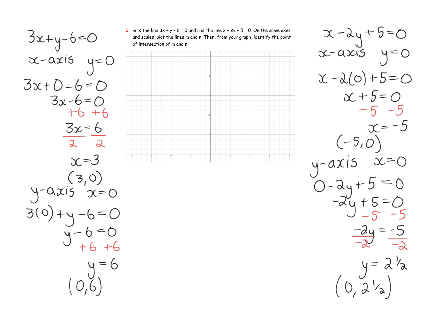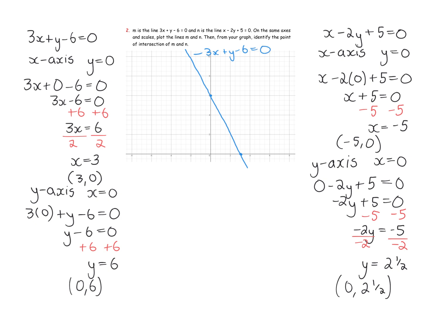So we're going to plot the graph 3x plus y minus 6 is equal to 0. So that has the point (3, 0), which is here, and the point (0, 6), which is here. And we can join those together. And then I'm going to label that 3x plus y minus 6 is equal to 0.